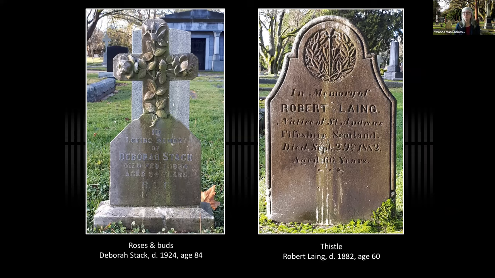On the right, we have this gorgeous thistle. Now, if you Google the meaning of thistles on tombstones, you get all kinds of connections to prickliness and maybe the crown of thorns or this or that. But the thistle is the official national flower of Scotland. And in Ross Bay Cemetery, as far as I can tell, without exception, it is used for people from Scotland, as you see here, Robert Lang, who died in 1882. There are a lot of Scots buried in Ross Bay Cemetery because of our connection with the Hudson's Bay Company. The Hudson's Bay Company had many, many Scots employed, and so often they do have thistles on their tombstones.